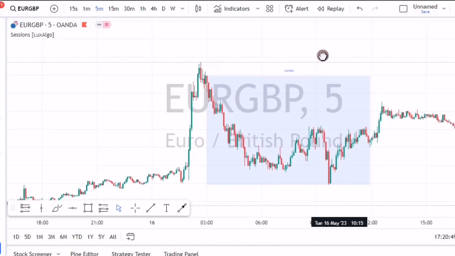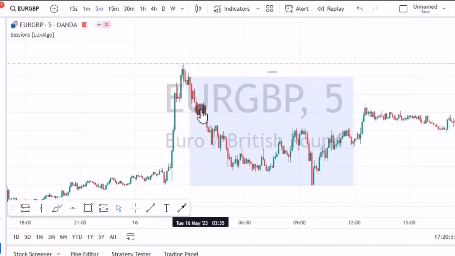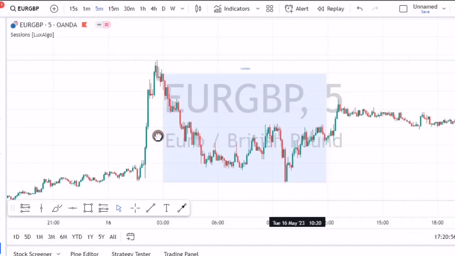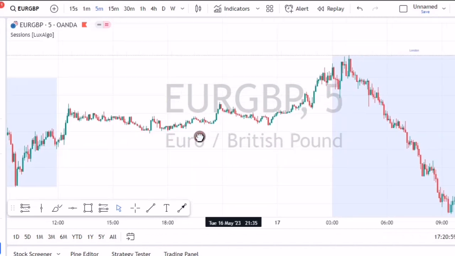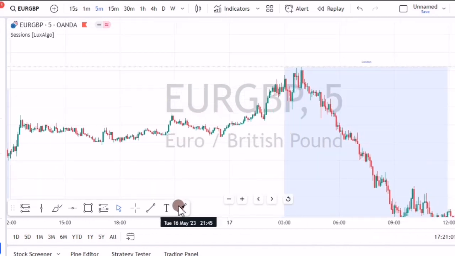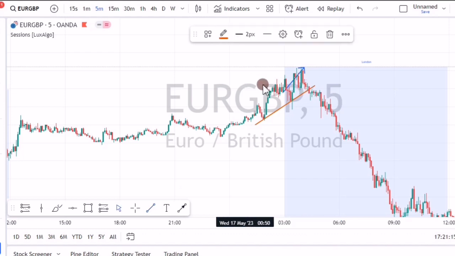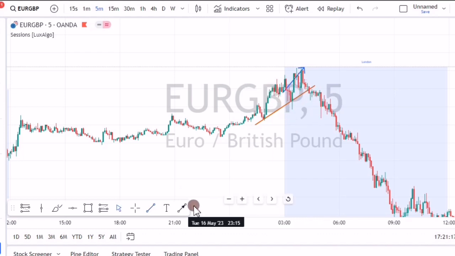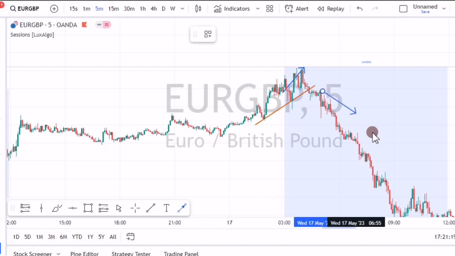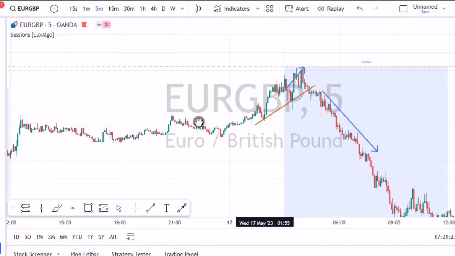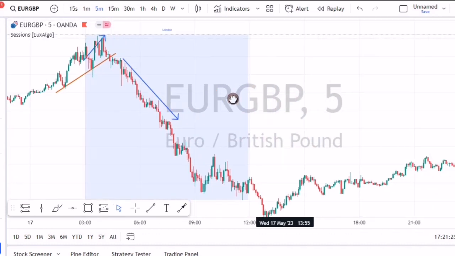So right here again, it didn't happen. Price just kept on moving on and on and on. You would have missed a trade here. Right here it happened perfectly. Price started by spiking upwards, so you would have identified sort of a trend line like this, and then when price closed below, it made that move.